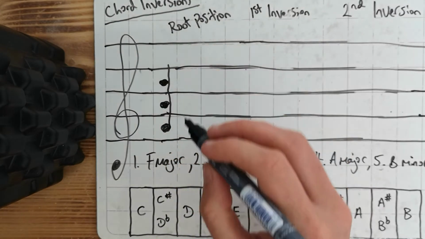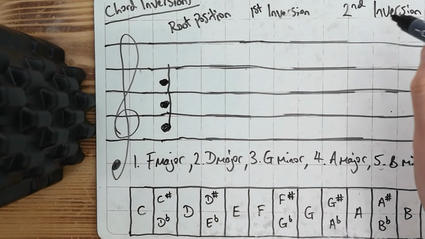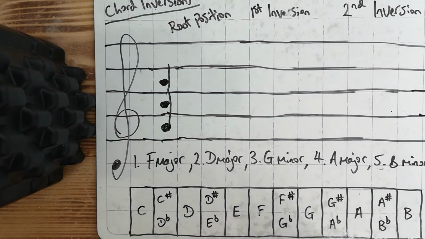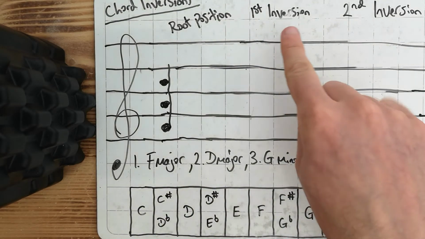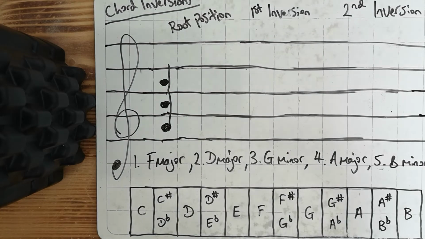You now need to do F major in first inversion and in second inversion. Okay, then you need to do D major, G minor, A major, and B minor. Okay, now pause this video and come back to it, press play again once you've done those 5 chords in first inversion and in second inversion.